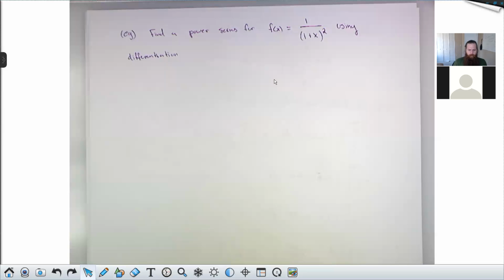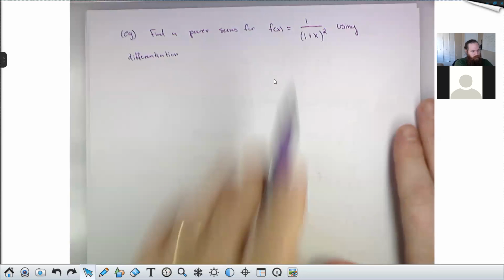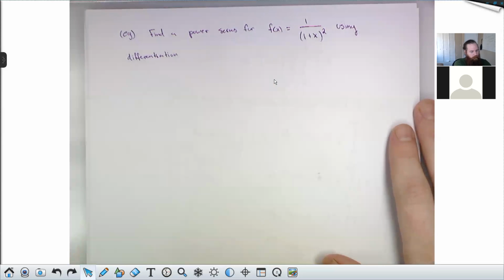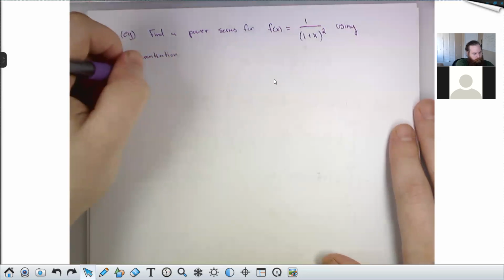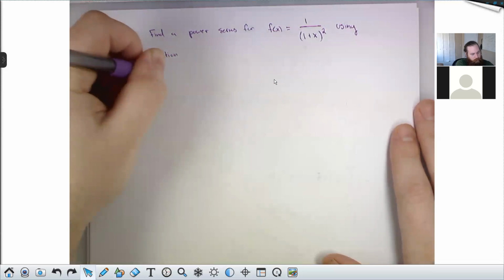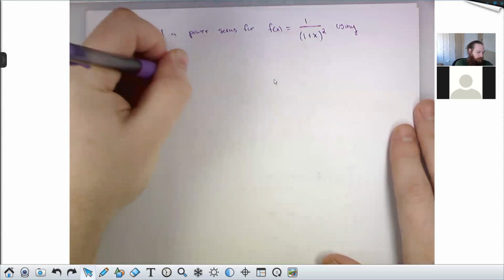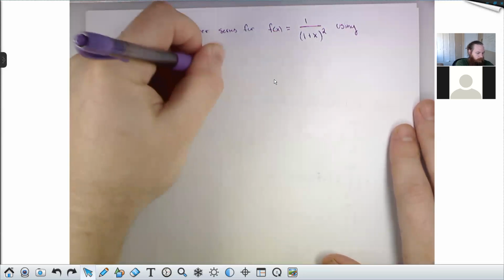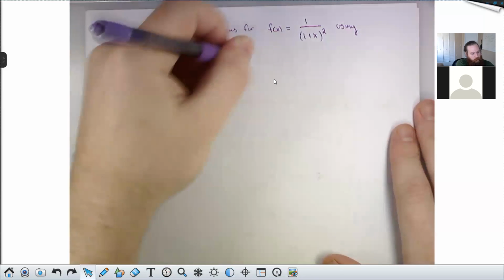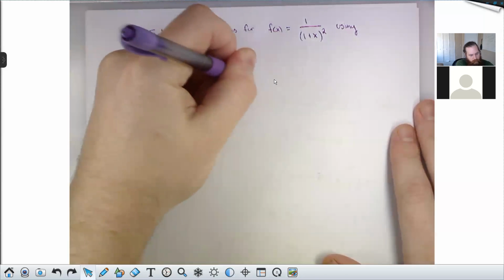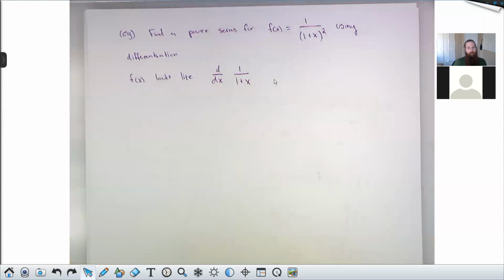These are tricky for a few reasons. First, you have to come up with the relationship between the known series and the series you want. So what I would see when I look at this 1 over 1 plus x squared, this looks like, let's see here, f of x looks like what I would expect to get from differentiating 1 over 1 plus x. So this is my guess.